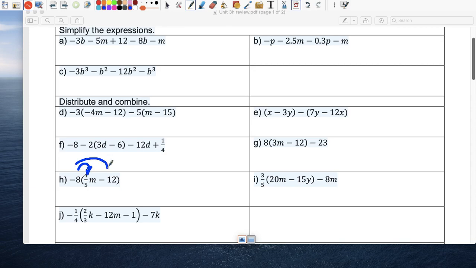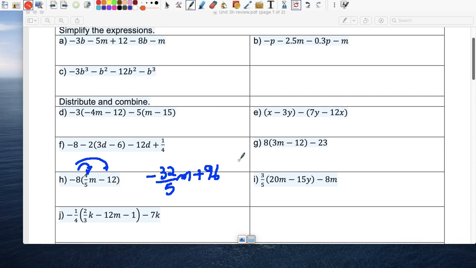Let's read it properly again. All right, so 8 times 4/5. Can we simplify that? No. So we're actually going to get, well, it's a negative and a positive first of all. So we got negative 32 over 5 m, and then negative 8 times negative 12 is positive 96. Can we combine these two? You can leave your answer like this.